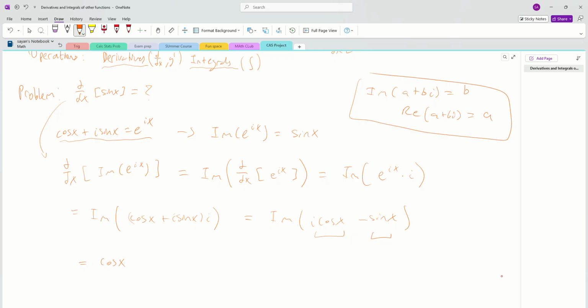Okay, if you do know Taylor series, that's another way to derive this. But anyway, I thought this was just a really cool way to understand why the derivative of sine x is cosine x. And there you go.